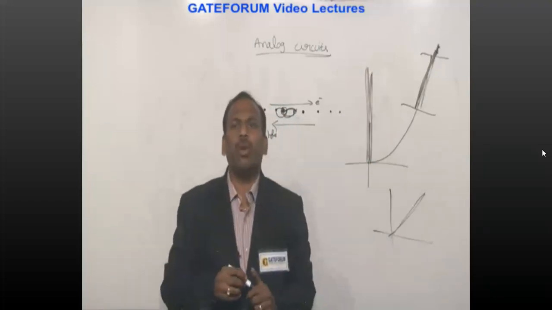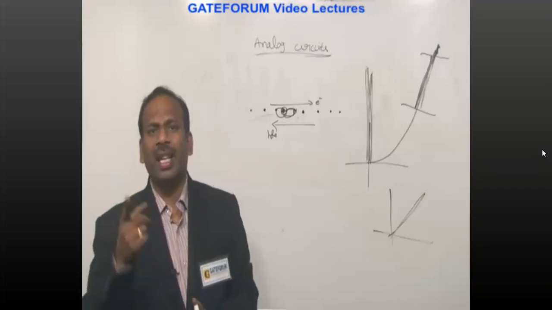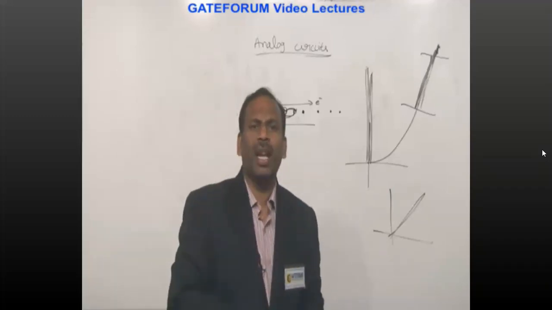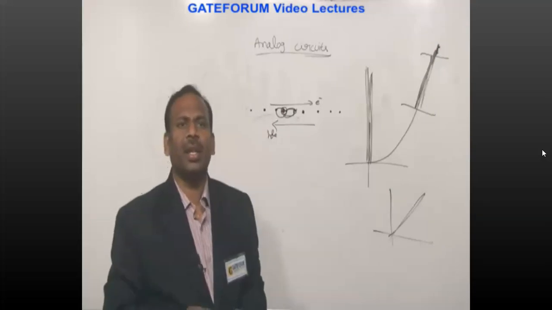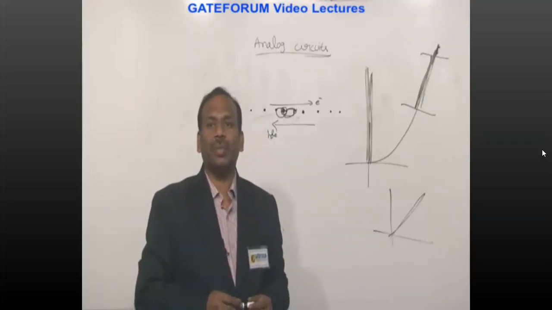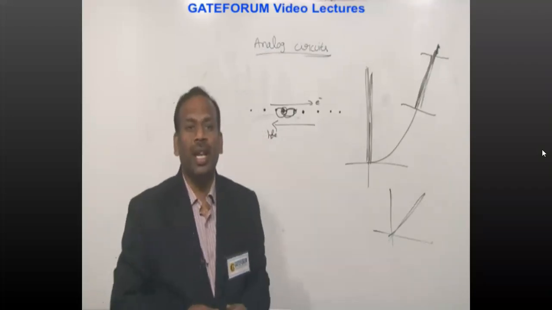Clear? Next, if both P and N are electrically neutral, why diffusion? Already this question has been asked once again, and I explained. Just go through the previous three questions, I explained it. Kishore, at high currents, how does the diode act? I think it's a repeated question. Next, question number 29.